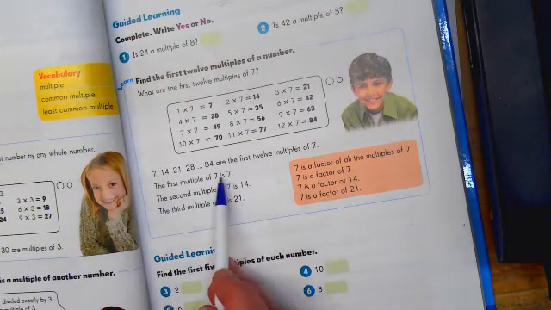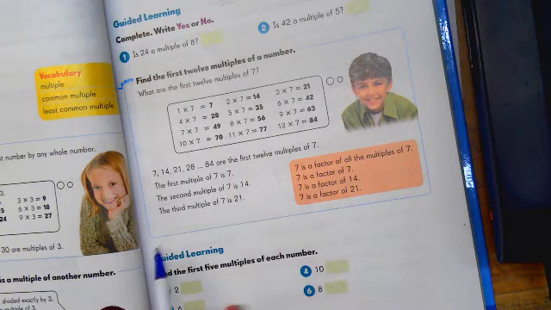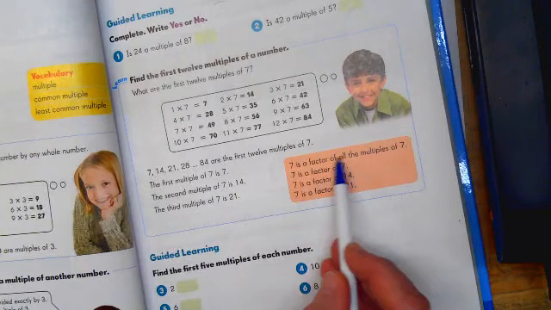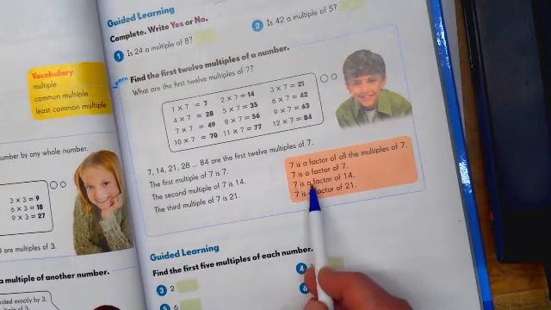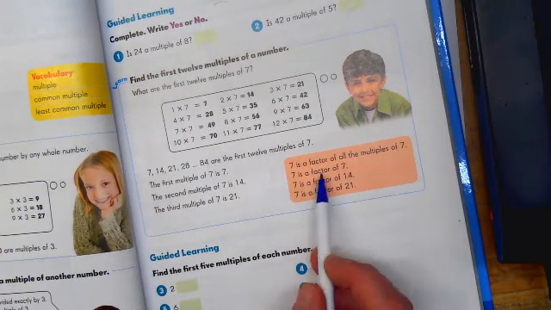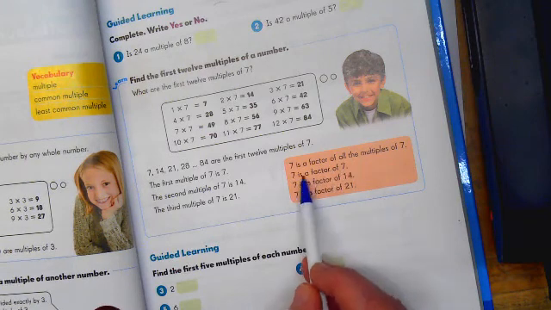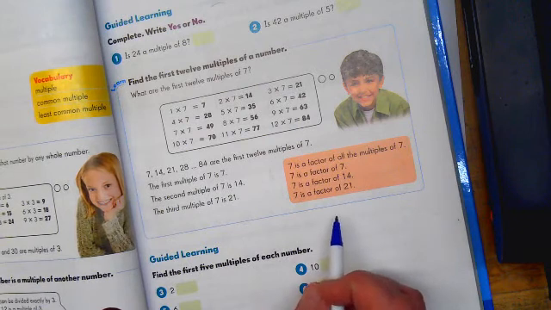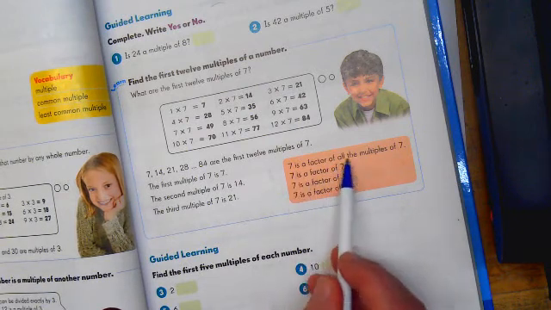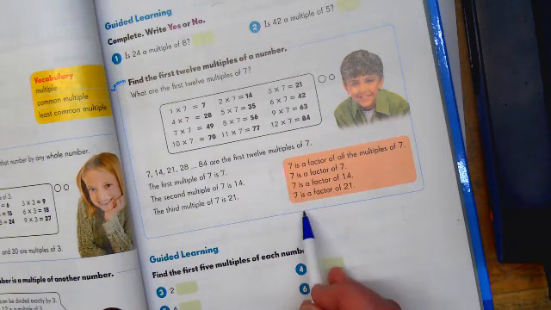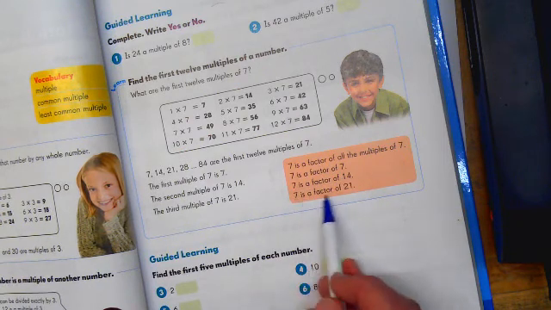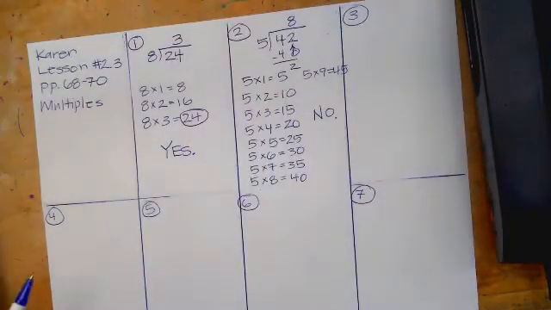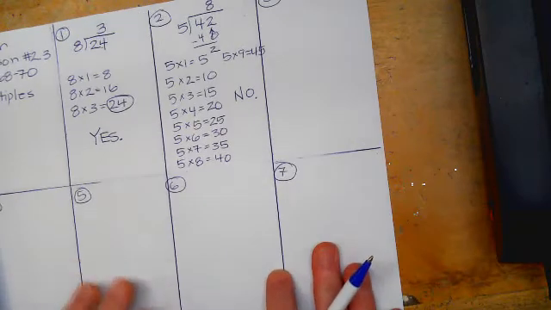All right, so 7, 14, 21, 28, all the way to 84 are the first 12 multiples of 7. The first multiple of 7 is 7. The second multiple of 7 is 14. The third multiple is 7 times 3 is 21. 7 is a factor of all the multiples of 7. Just like when you were coloring your sieve of Eratosthenes, you found out that the numbers we colored were numbers that have a lot of factors, right? 7 is a factor of all the multiples of 7. 7 is a factor of 7. 7 is a factor of 14. 7 is a factor of 21.